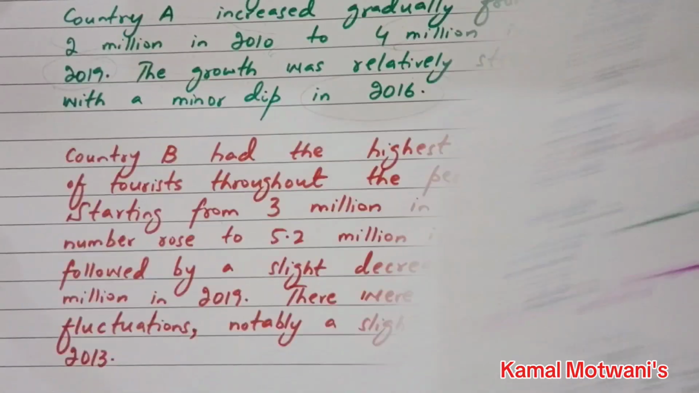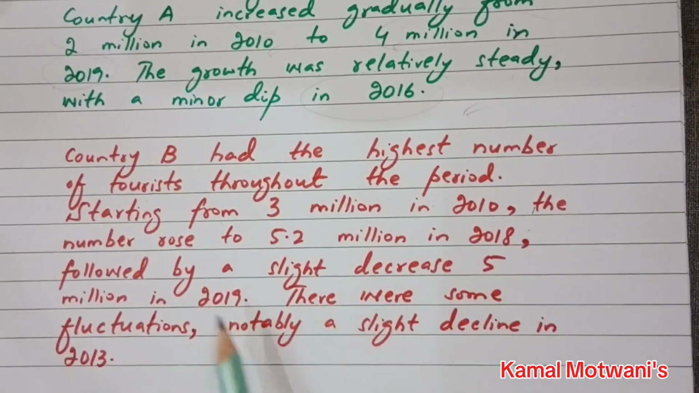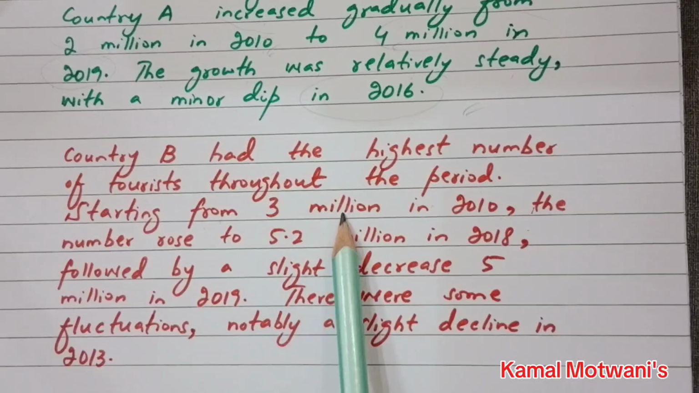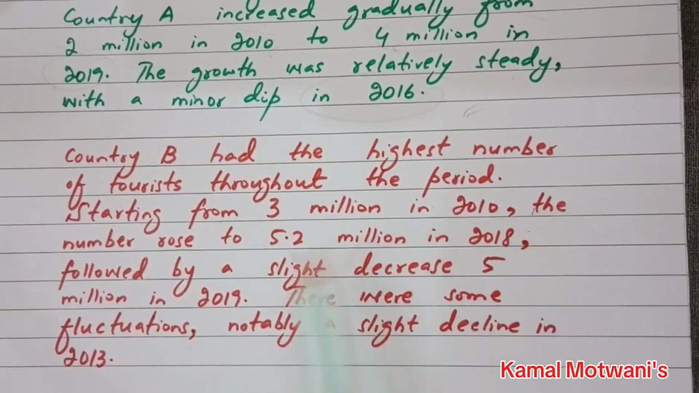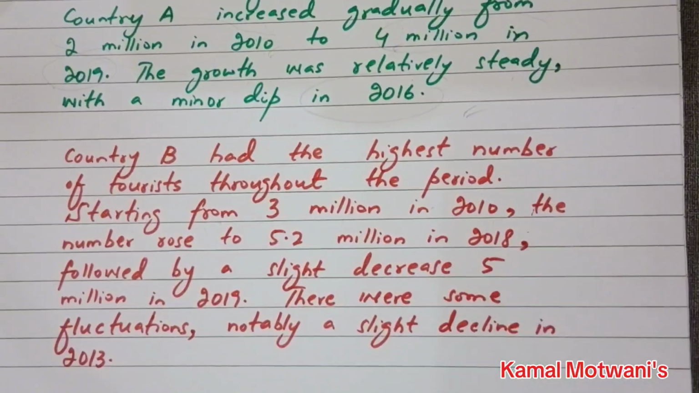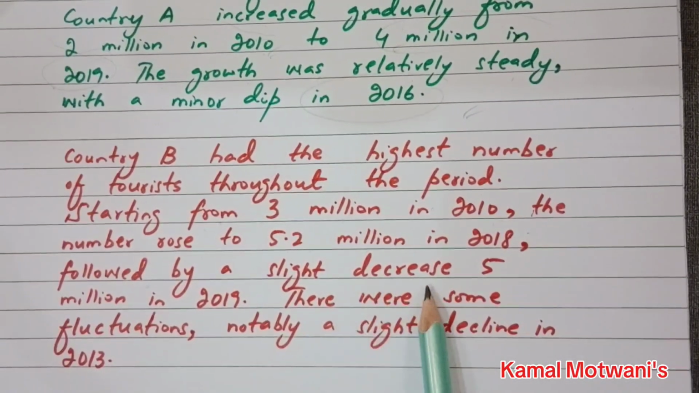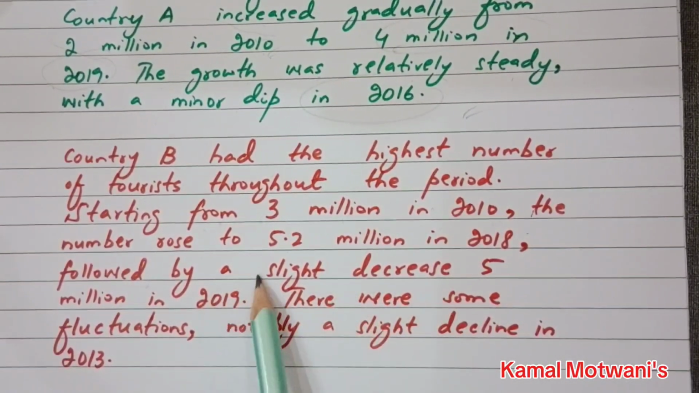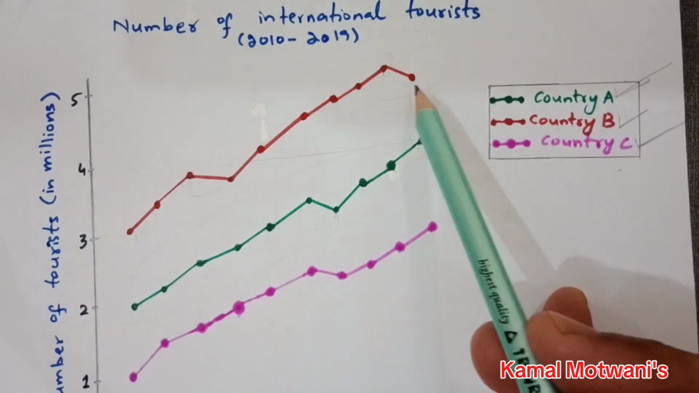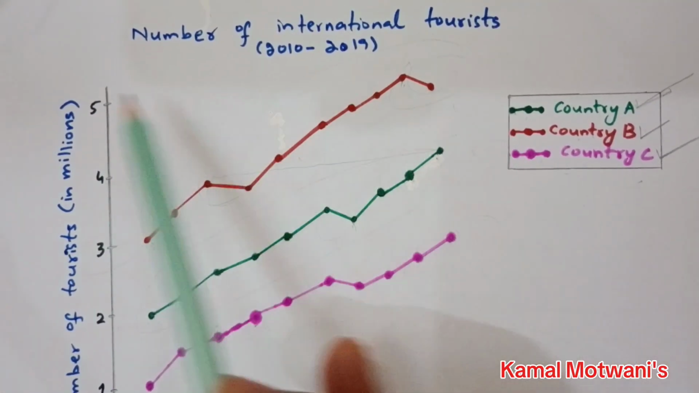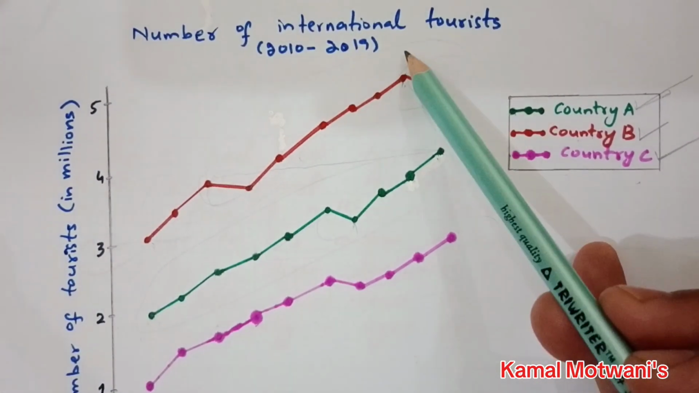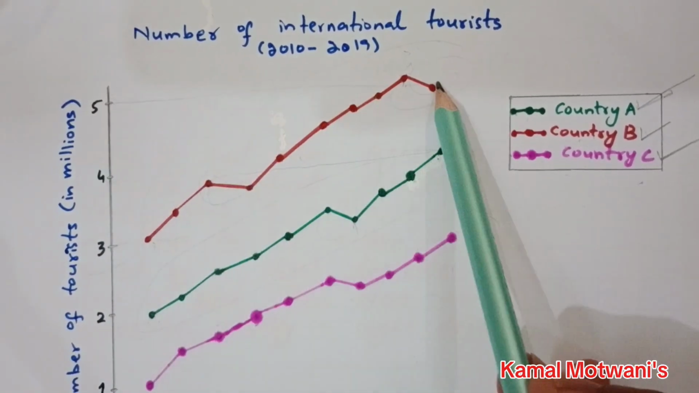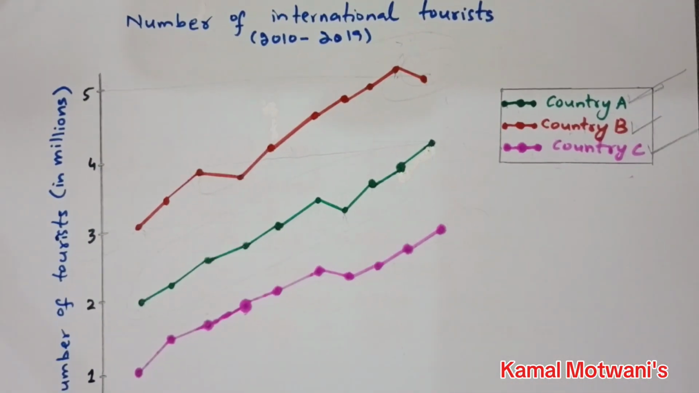So let's see how I have written this information in a paragraph format. Starting from 3 million in 2010, the number rose to 5.2, that's its peak in 2018, followed by a slight decrease to 5 million in 2019. In 2018 it was 5.2, and then it was 5 in 2019. It was a slight decrease.